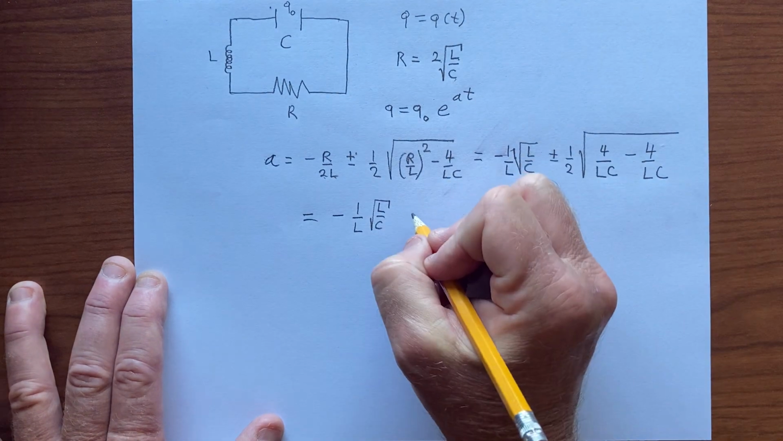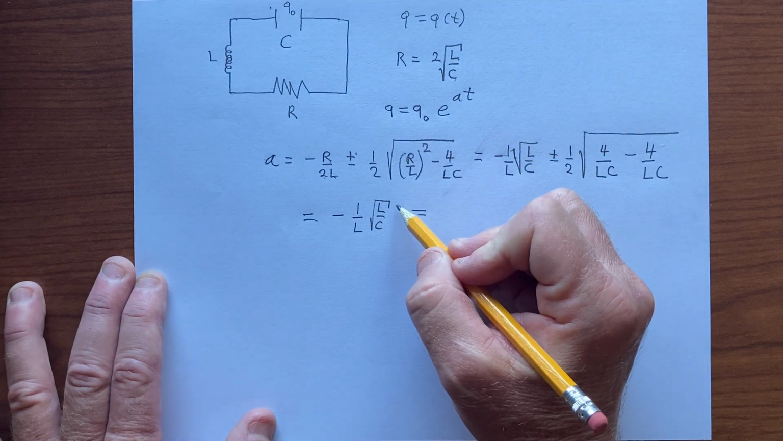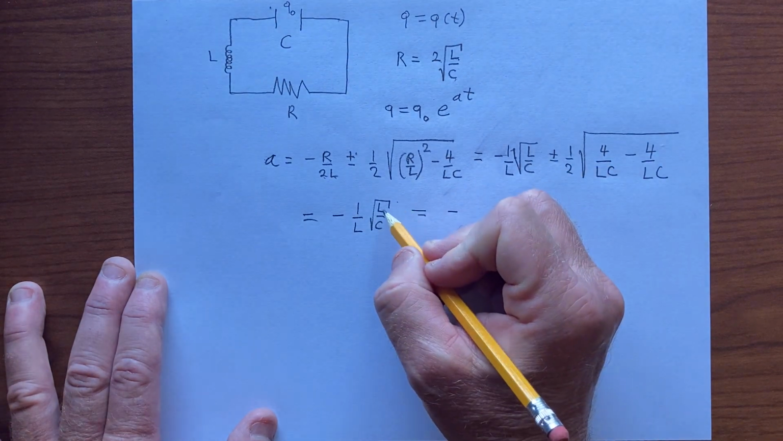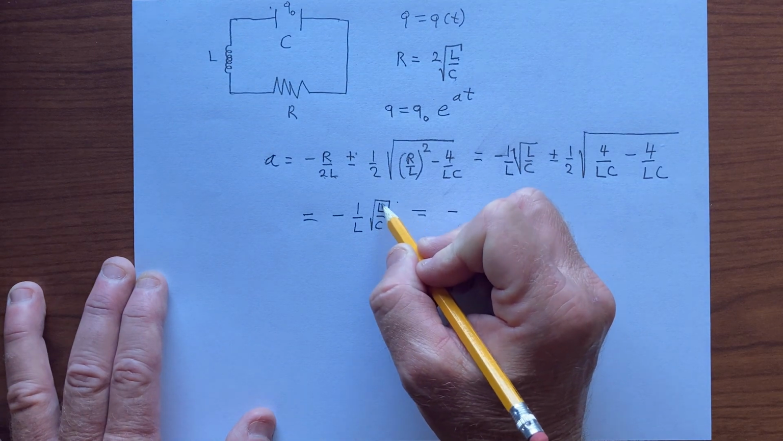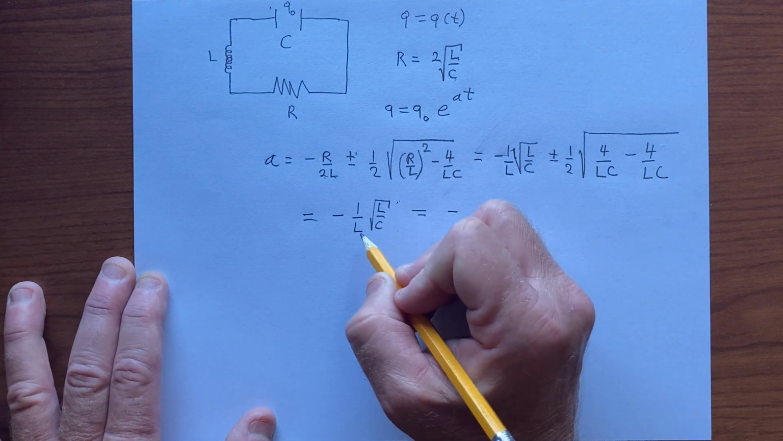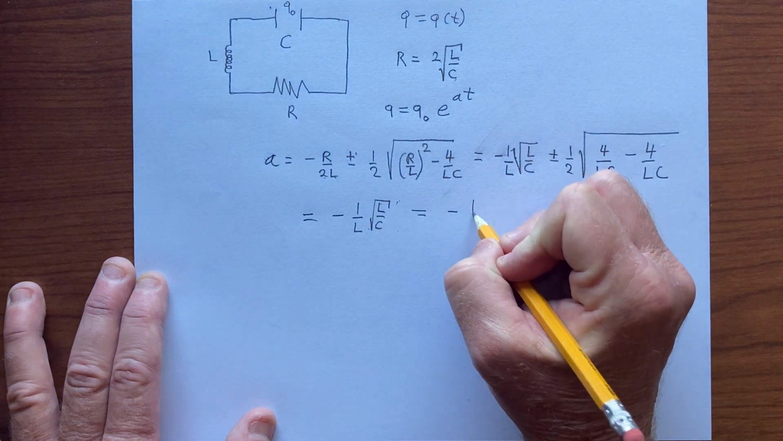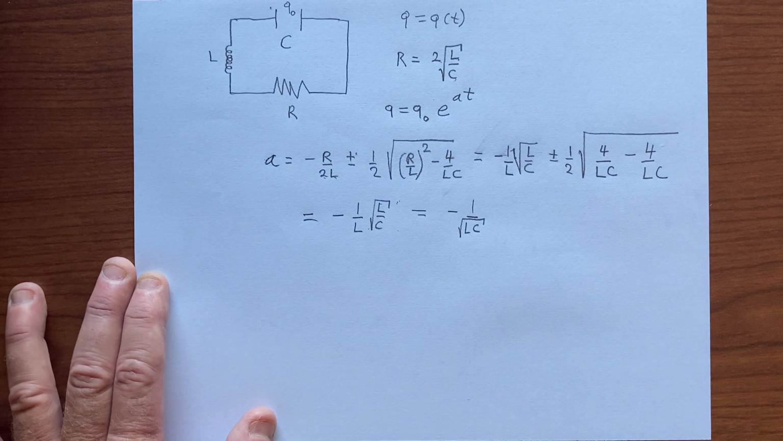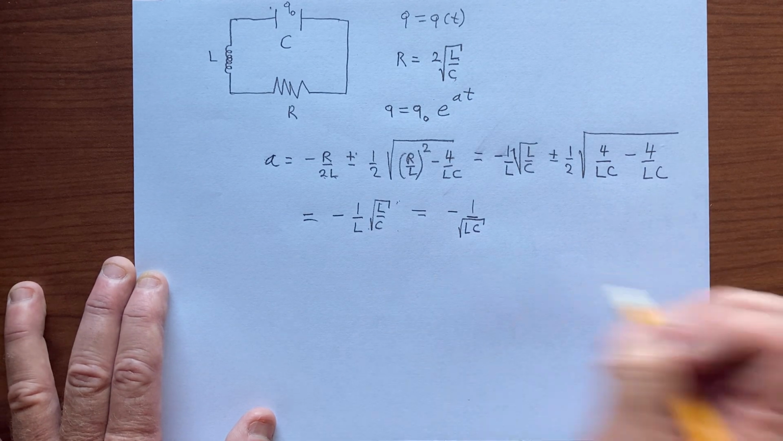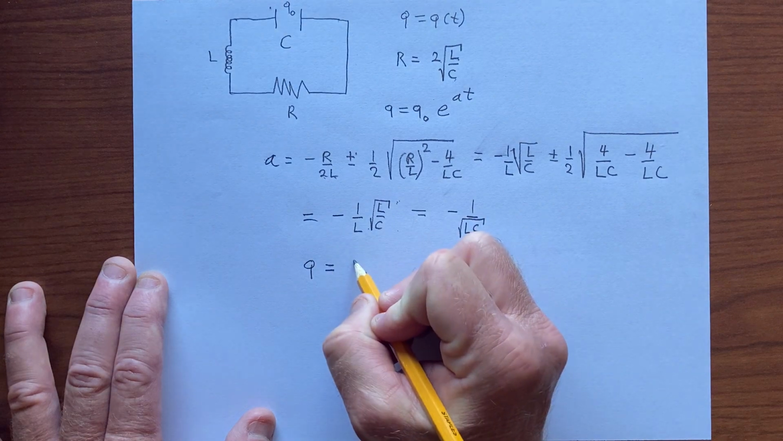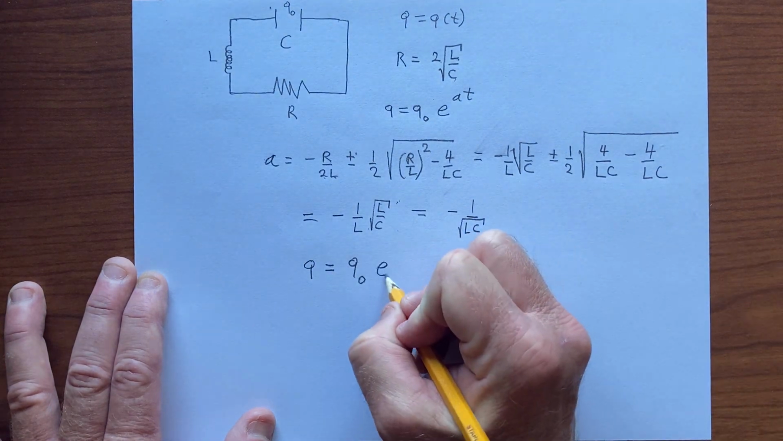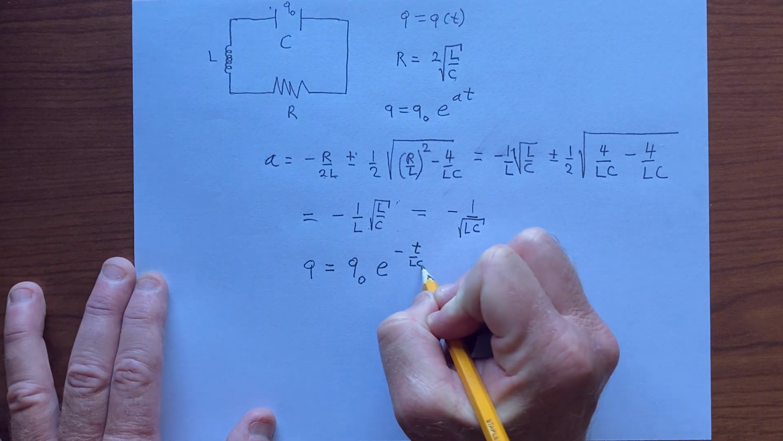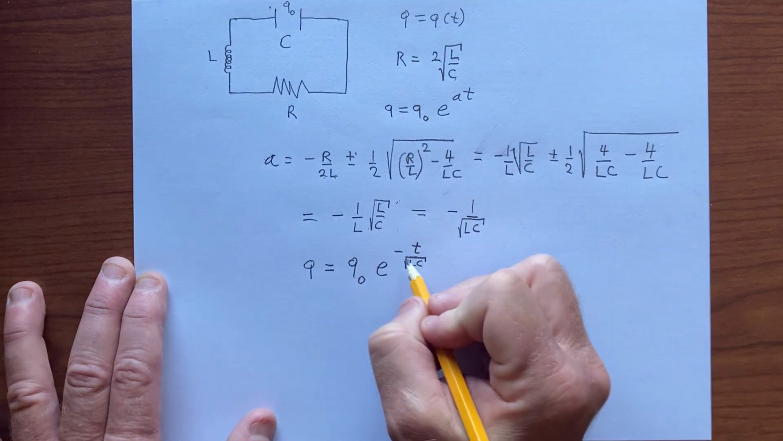which we can simplify by multiplying by the square root of L over the square root of L, and that would give us minus square root of L times square root of L is L. We have L square root of L here, so we just have 1 over the square root of LC. And so the solution is simply an exponential decay, e to the minus t over the square root of LC.